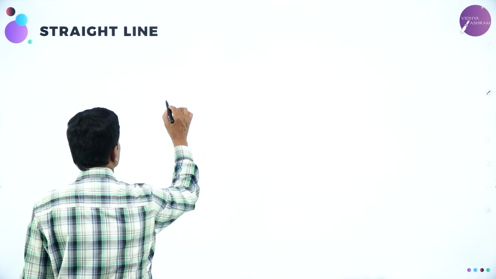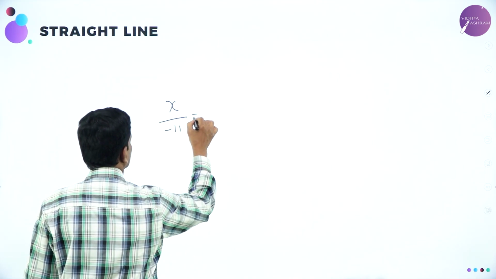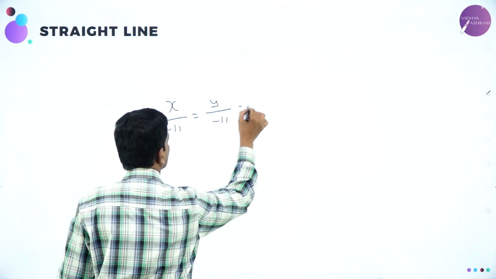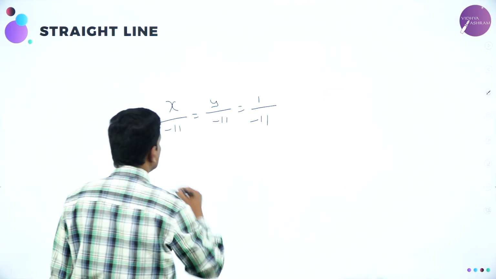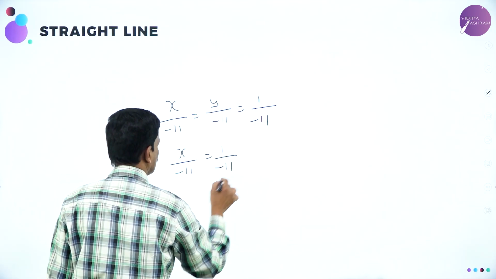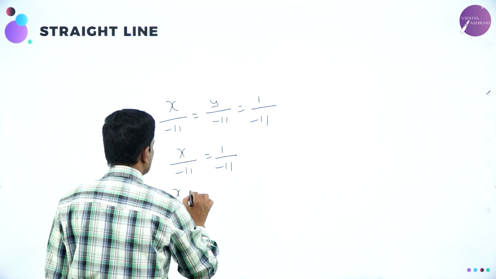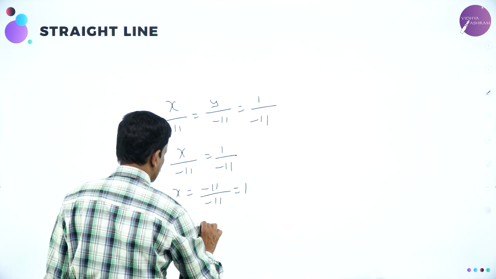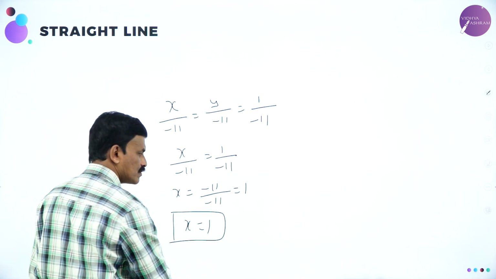Now, just what's the answer we got? X by minus 11, y divided by minus 11, and 1 divided by minus 11. Take first and last. X by minus 11 is equal to 1 by minus 11. What happens? X is equal to minus 11 by minus 11. That's equal to plus 1. X is equal to plus 1.